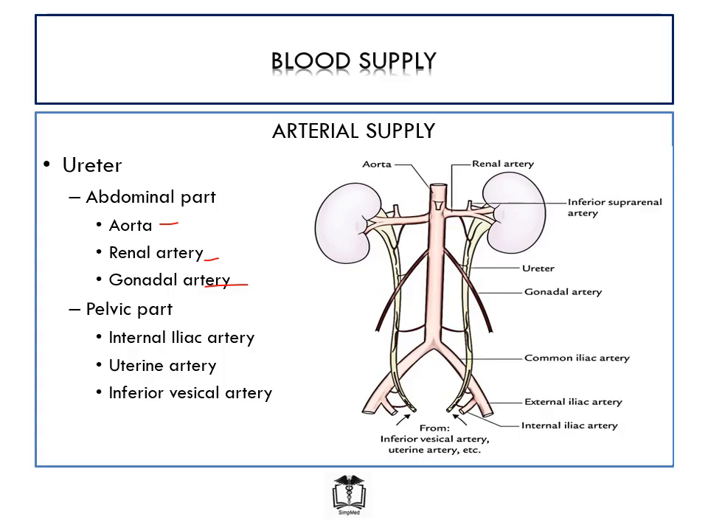But when we get to the pelvis part of the ureter, this tends to be supplied also by separate arteries. So the pelvic part of the ureter is supplied by the internal iliac artery, by branches of the uterine artery, and then branches of the inferior vesical artery. So the branches of the internal iliac artery, you can see them emerging all the way lower down here, supplying the pelvic part of the ureter.